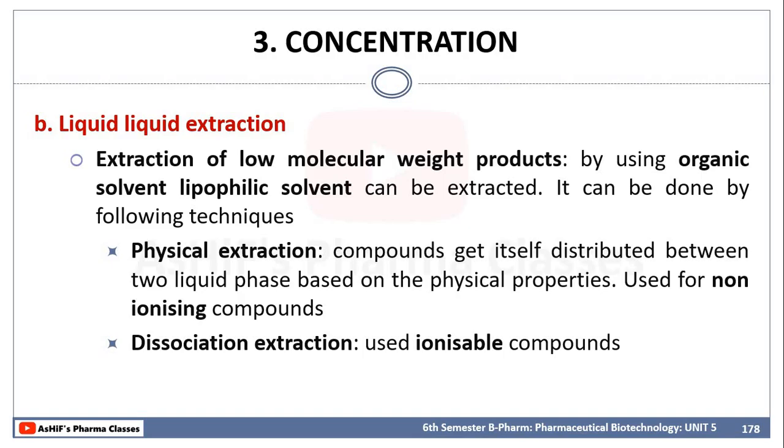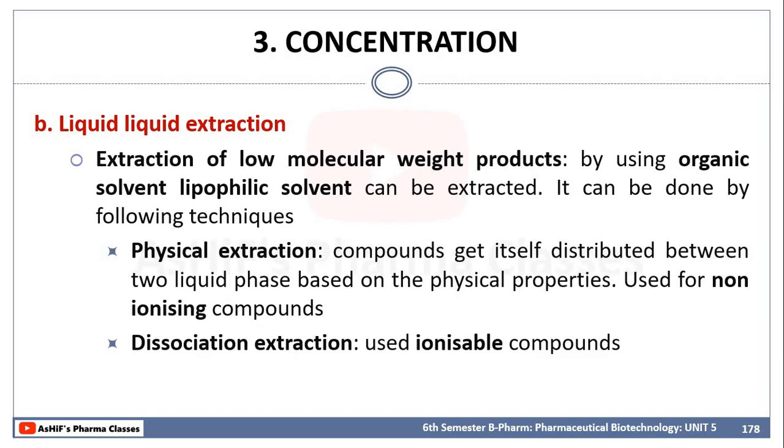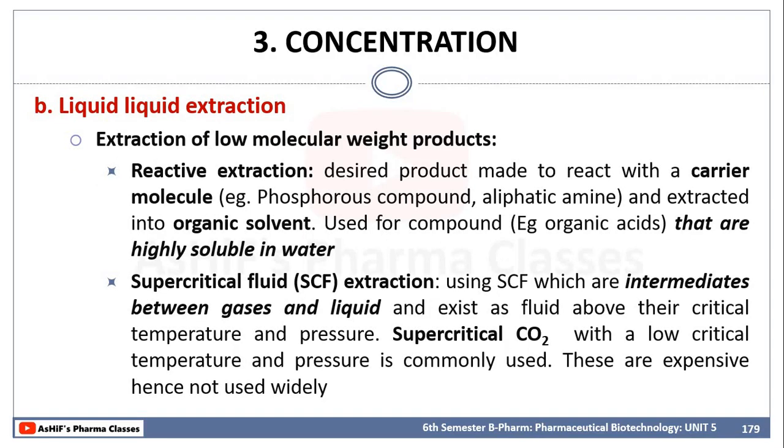Then dissociation extraction for ionizable compounds. So if the desirable product is an ionizing nature ആയിട്ടുള്ള സാധനം ആണെന്നുണ്ടെങ്കിൽ we have to go for dissociation extraction. Now extraction of low molecular weight products by reactive extraction as well as by using supercritical. So another method for low molecular weight products, either by using reactive extraction or by using supercritical fluid extraction. So reactive extraction, the desired product is made to react with carrier molecules like phosphor compound and extracted using an organic solvent.